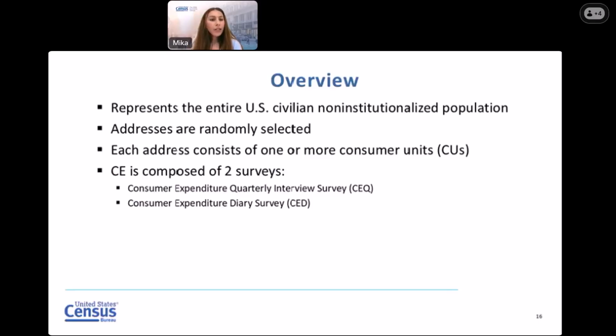So each address that we interview has one or more consumer units. Usually it's just one, but there could be multiple consumer units. For example, if you have like college roommates that aren't related and they don't share expenses, they would be multiple consumer units and interviewed separately for our survey. And as I touched on before, there are two surveys that are part of the Consumer Expenditure Surveys umbrella. That includes the Quarterly Interview Survey, or CEQ, and the Diary Survey, or CED.